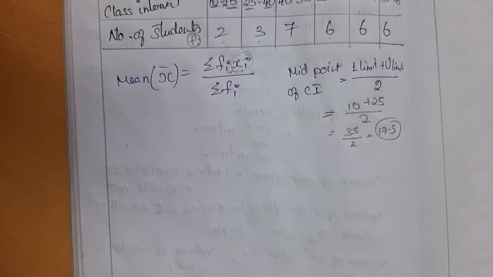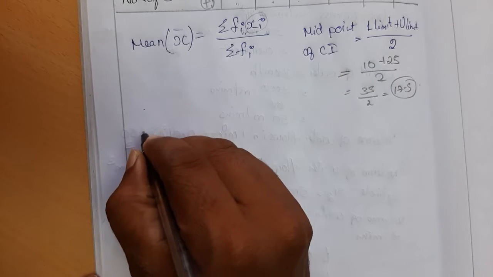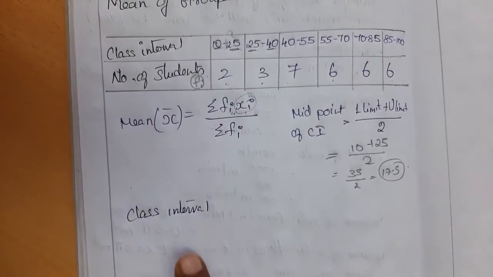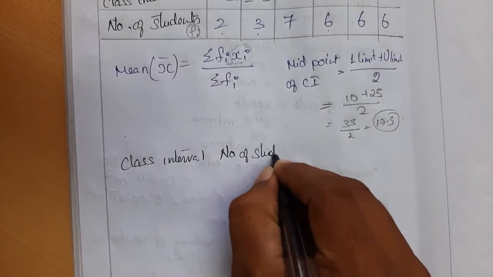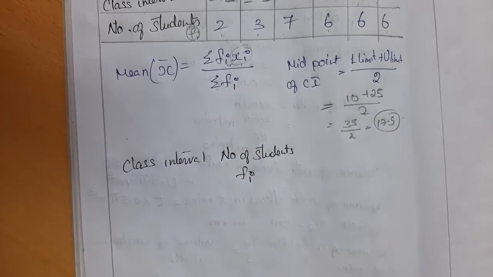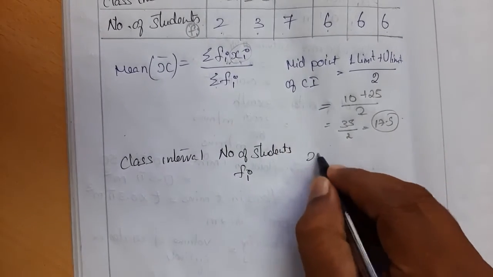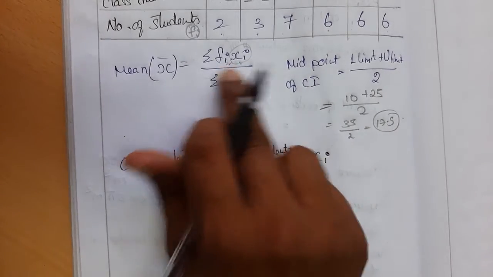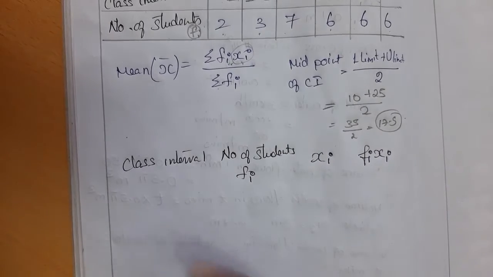So let me draw the table. First we write the class interval the same, and the next is the frequency. It is given as the number of students. So fi, we need a sigma fi, so we have to add fi. We can write an add here. Next we need xi, so the next column I'm going to add is xi. In the numerator you can see it is a multiple of fi and xi. So I'm going to add another column to multiply both.